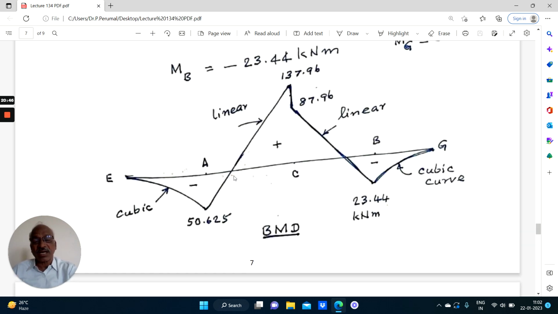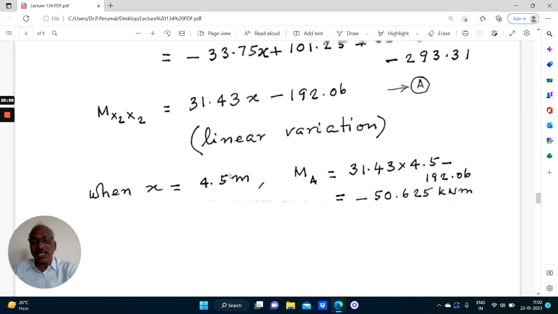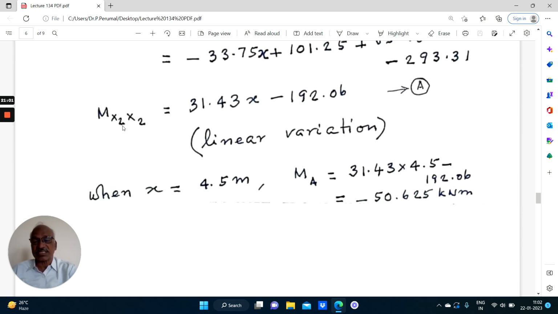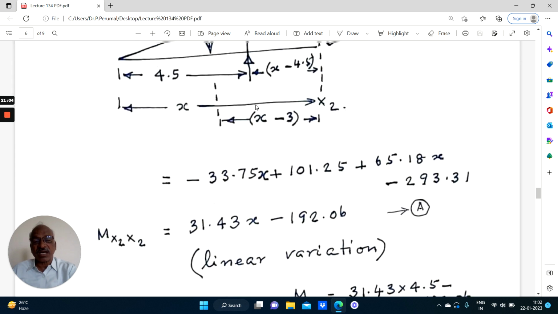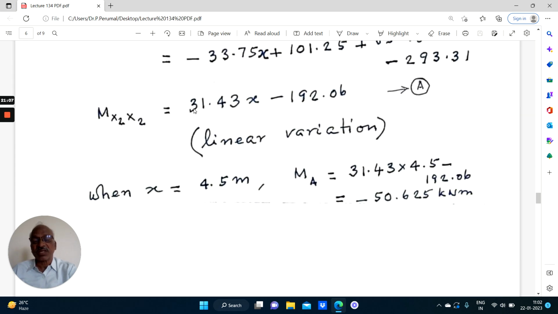Right. Next, you have to find out the point of contraflexure. There are 2 points. One is in the portion AC. For the portion AC, already we have the equation Mx2. After substituting values and simplification, it is 31.43x minus 192.06. This is the equation. Now, this value is for any point between A and C; substitute the corresponding value of x and find out the value.